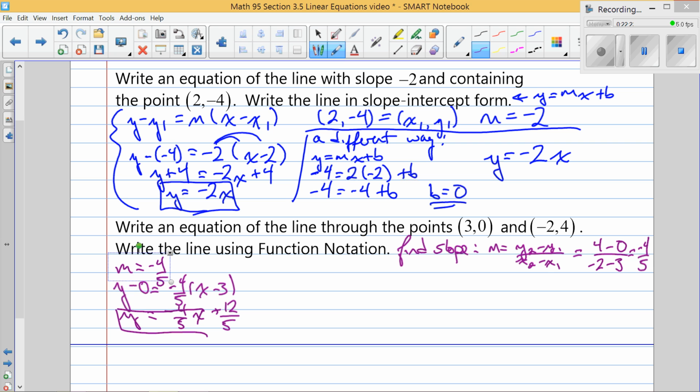When all is said and done, this is the equation of my line.